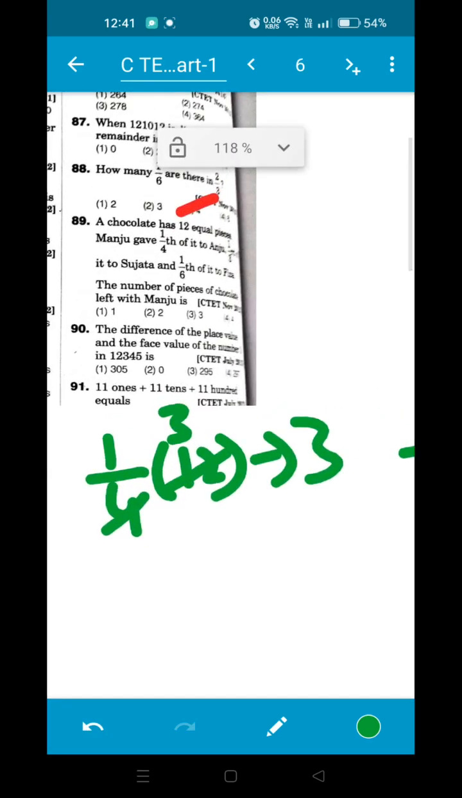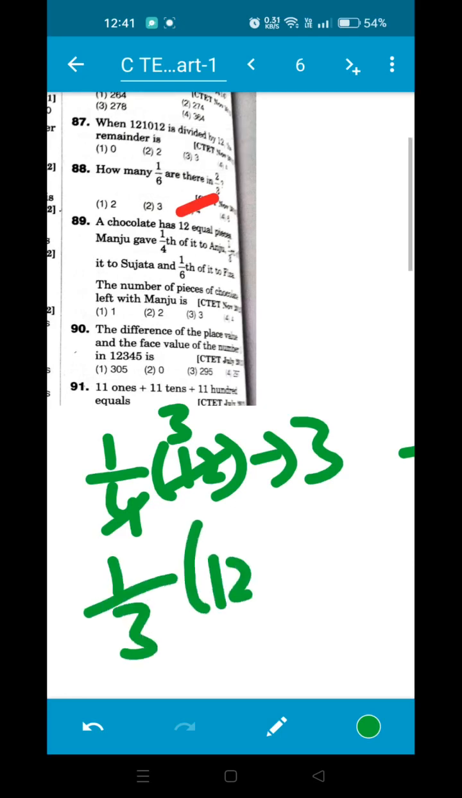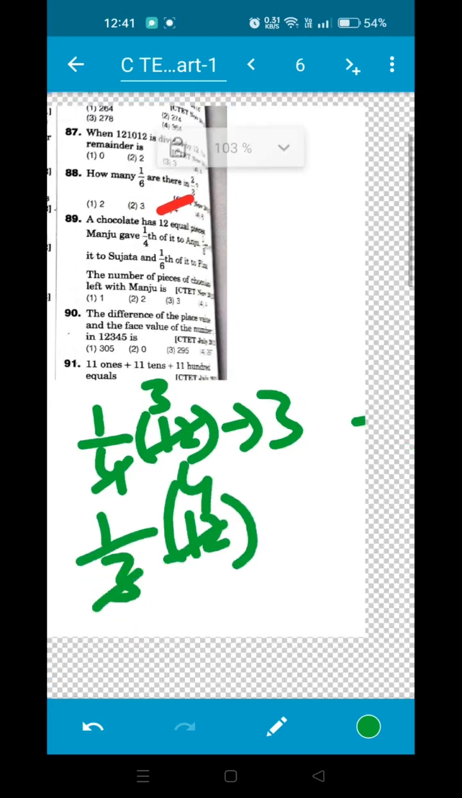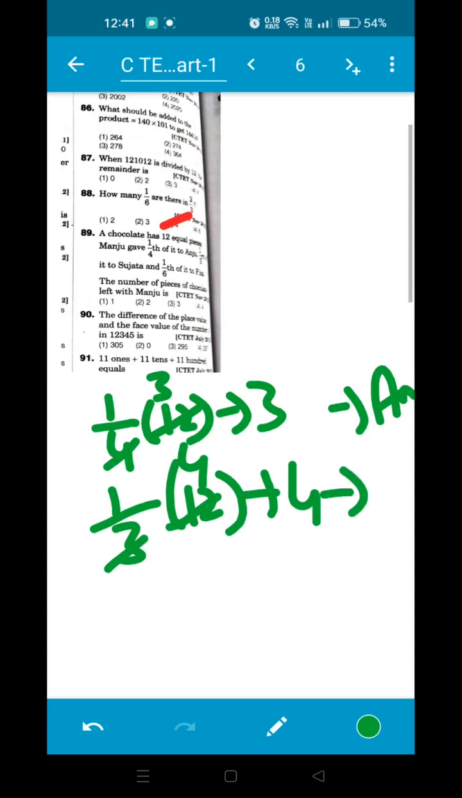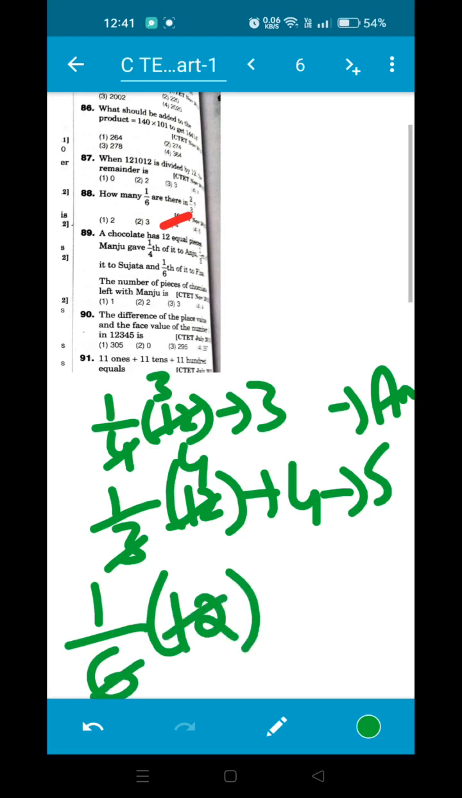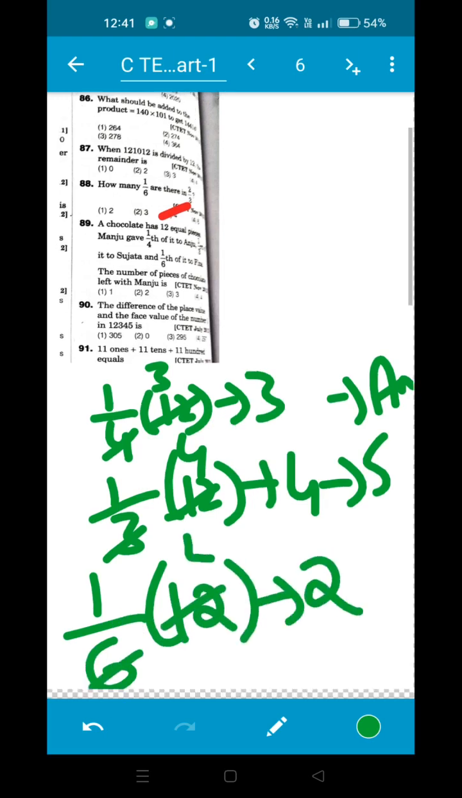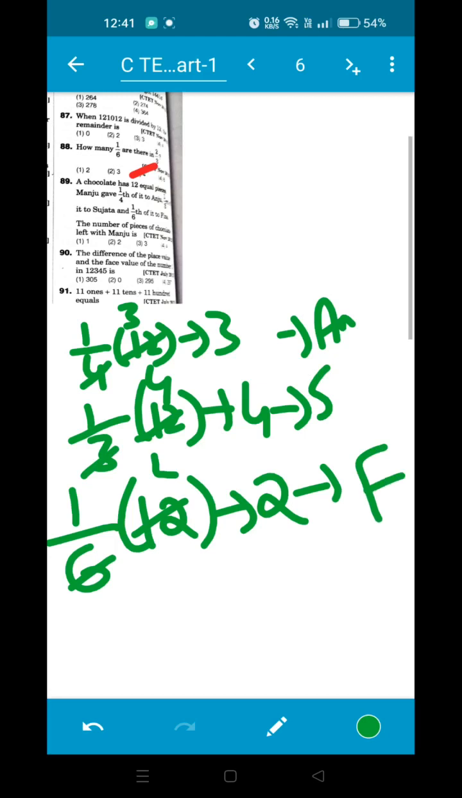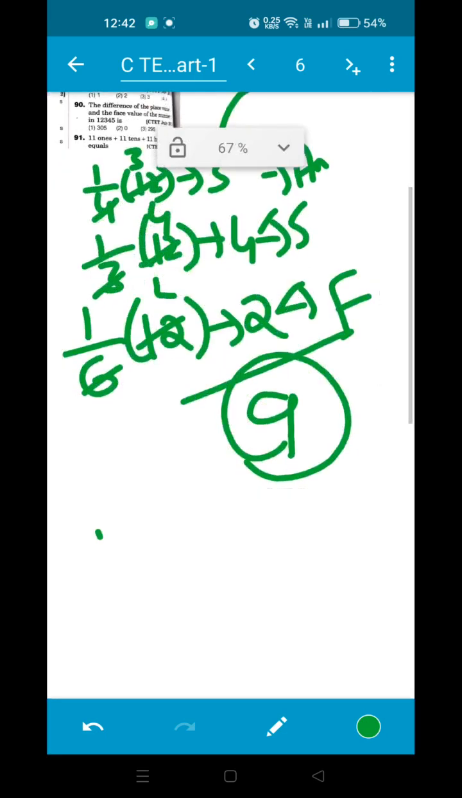Again 1/3 of it to Sujata. 1/3 of 12: 3 4s are 12, so 4 parts go to Sujata. Next, 1/6 of it to Fija. So 1/6 of 12: 6 2s are 12, so it is 2. So out of 12 parts, 3 to Anju, 4 to Sujata and 2 to Fija. So 3 plus 4, 7, 7 plus 2, 9. So out of 12, 9 parts were distributed.